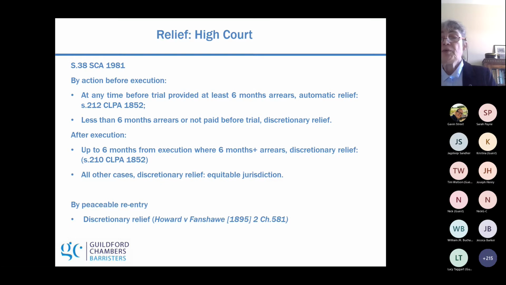In relation to relief where there has been peaceable re-entry in the High Court, it is entirely discretionary based on the equitable jurisdiction of the court, so relief on such terms as the court sees fit.